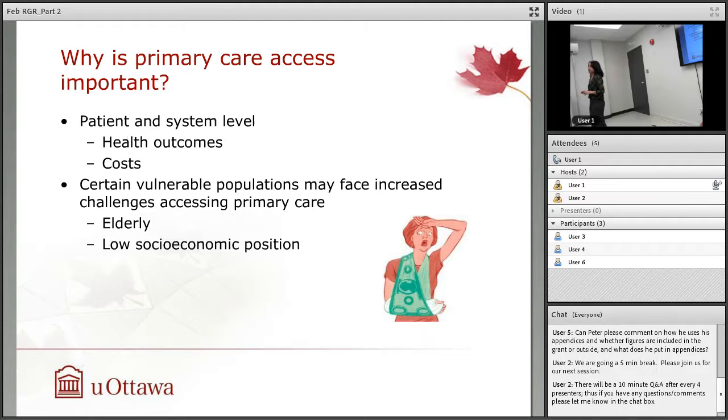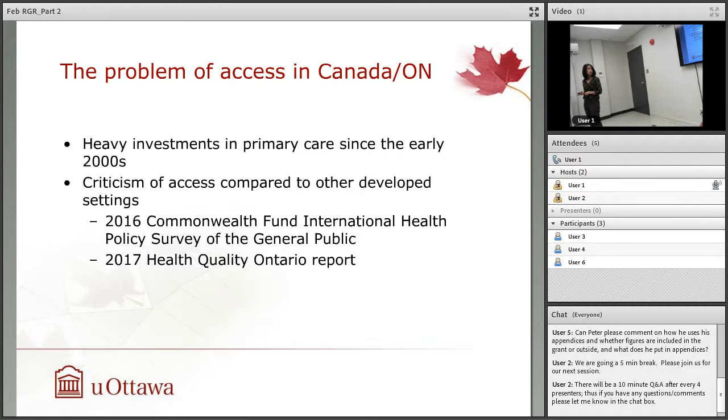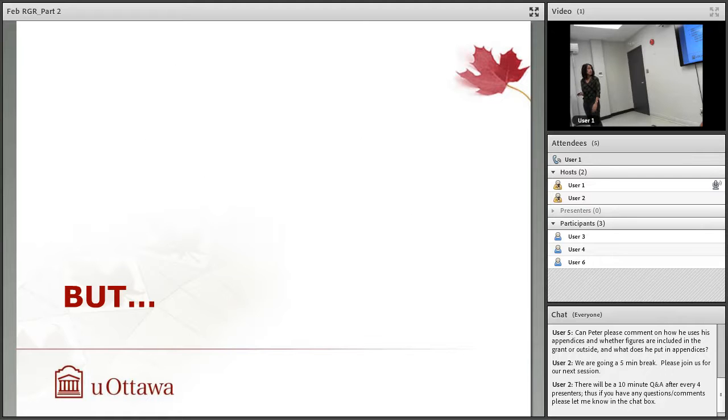So access to primary care, we know, is important at both the patient level and the health system level. We also know that certain vulnerable populations face increased challenges accessing primary care. So we know that this is an important aspect of primary care to address. We also know that based on the Commonwealth Fund study and data from Health Quality Ontario, Ontario and Canada as a whole seem to perform quite poorly in terms of access to primary care compared to other developed settings.